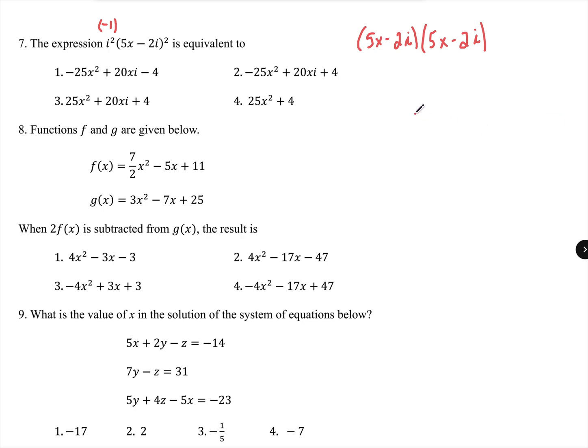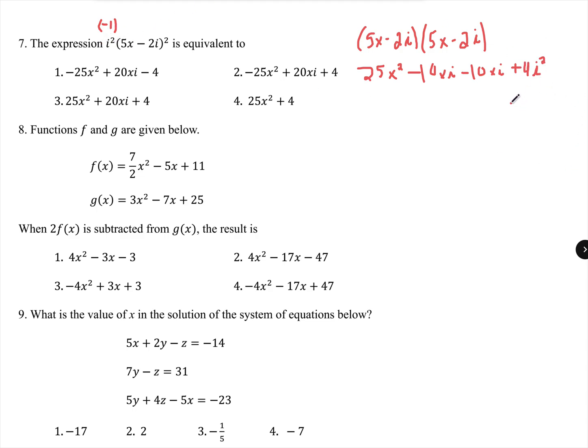And then we're back again. If I do FOIL for this, I'm going to say 5x times 5x gives me 25x squared, minus 10xi, minus my inners, another 10xi, and then my last ones, plus 4i squared. I know i squared, just like before, equals -1.